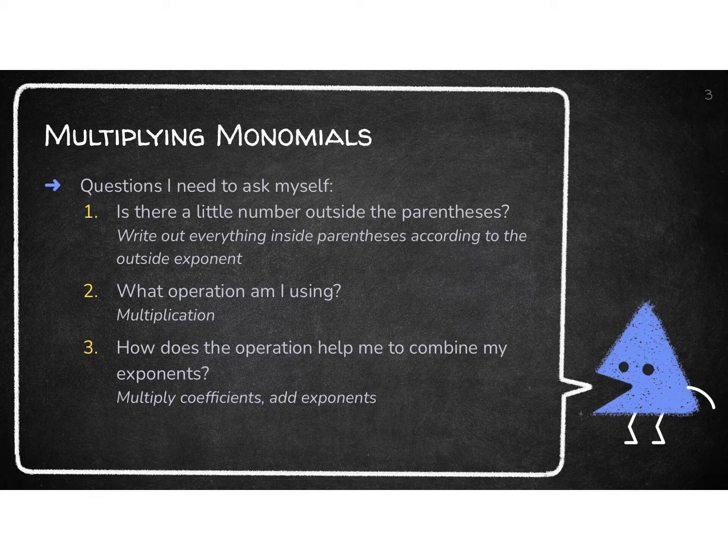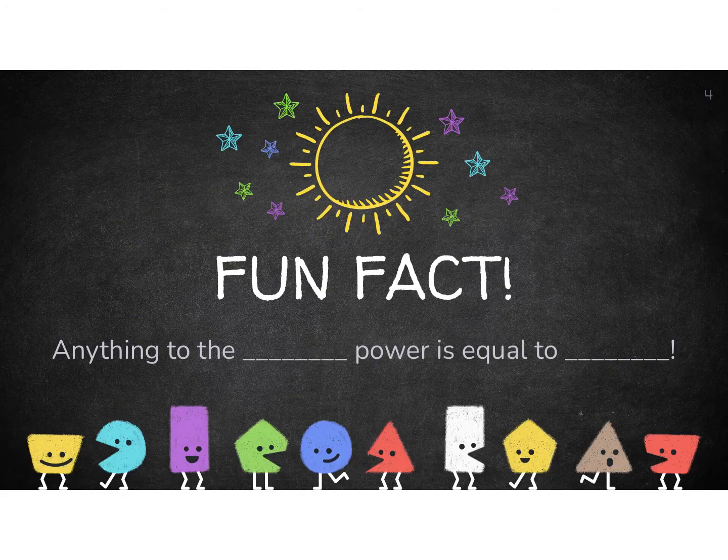So first things first, if you have that exponent outside of the parentheses, not inside, but outside of the parentheses, you want to write everything that's inside the parentheses out, however many times that number is there. Okay, so if it says to the 4th, then you're going to write out that set of parentheses 4 different times. Then you're going to do exactly what you did yesterday. The operations multiplication, you're going to go ahead and multiply the coefficients and add the exponents.